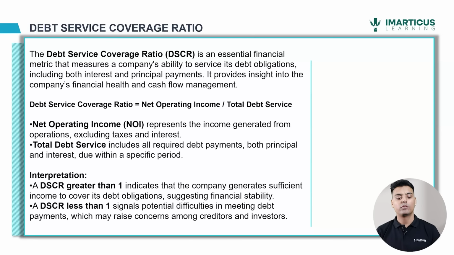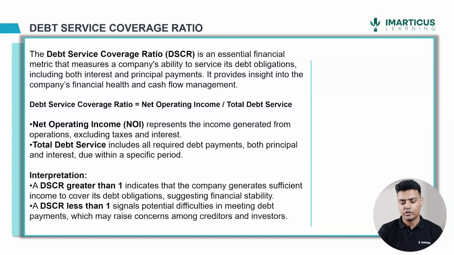The next ratio that we're looking at is the debt service coverage ratio. The debt service coverage ratio is calculated using the formula net operating income divided by debt service. What does this tell us? This tells us how much profit the company has made in comparison to its debt obligations.